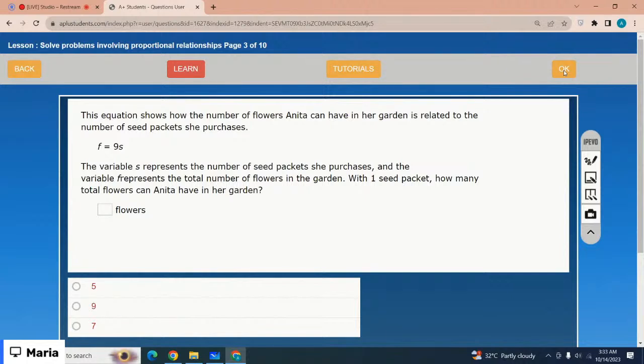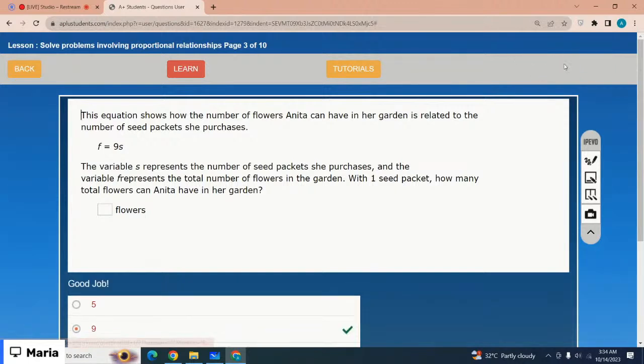So you have one seed packet. With one seed packet, how many flowers can she grow? That means you have S equals 1, because you have one seed packet. So replace S with 1 in the equation. Very good. That means with one seed packet, she can grow 9 flowers. The correct option is 9. 9 times 1 is 9.